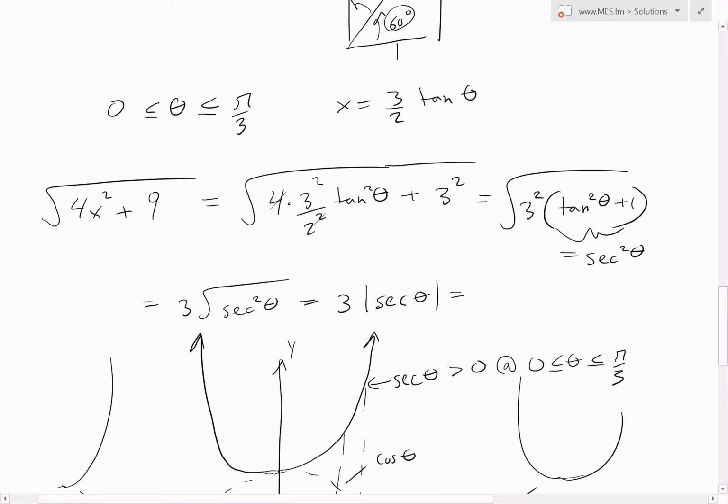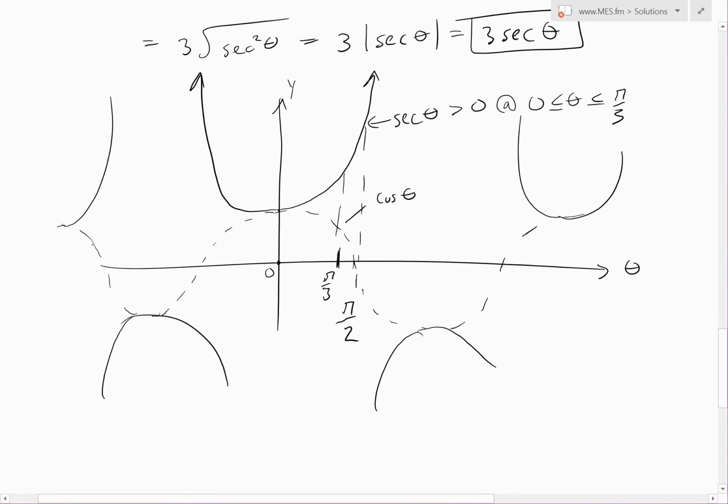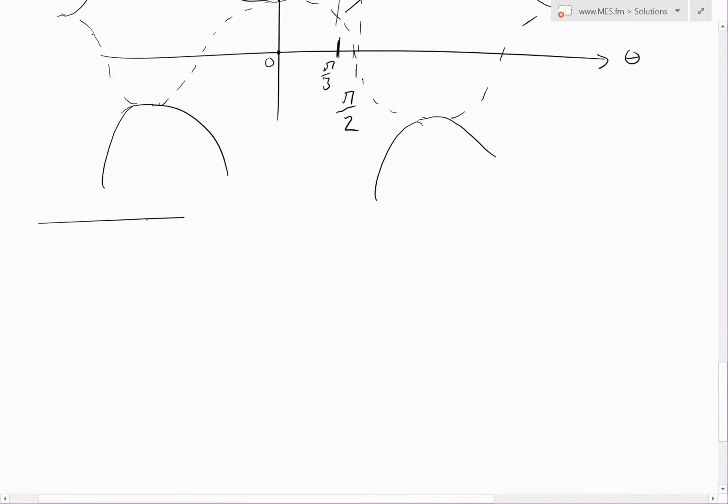Yeah, for real numbers. Okay, so now this just becomes, because it's positive, we can remove that absolute value. So this equals 3 secant theta. Okay, so now we have all of the terms we need to replace our current function.